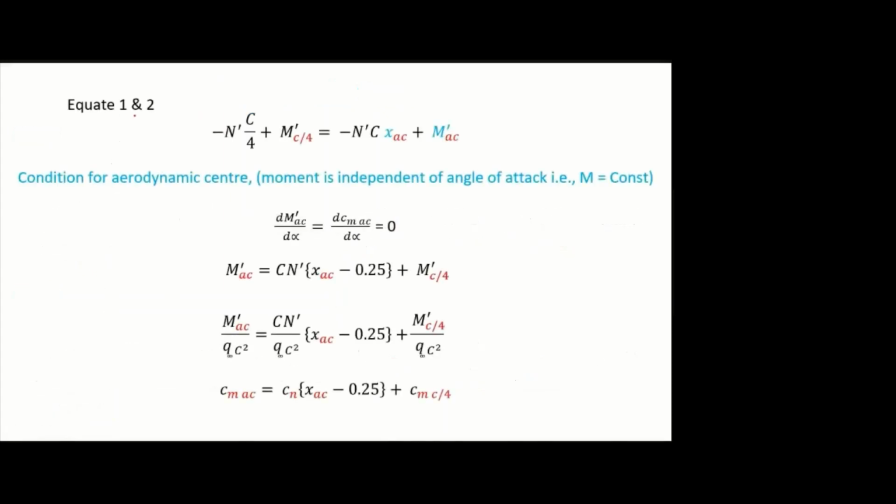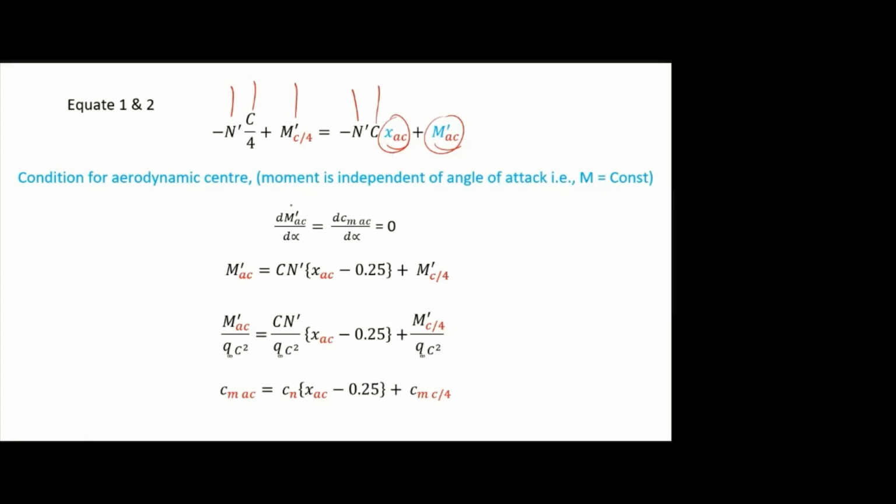So I equated both moment equations. This is the final one. Here, through the experiment, assume we found n dash and this location is fixed. Moment also we found at the quarter chord point. And on this side of the equation, again we know the n dash c, and we have two unknowns. We don't know the distance and we don't know the moment about the aerodynamic center. We have two unknowns, so it will be difficult to solve. It is not like the center of pressure equation.